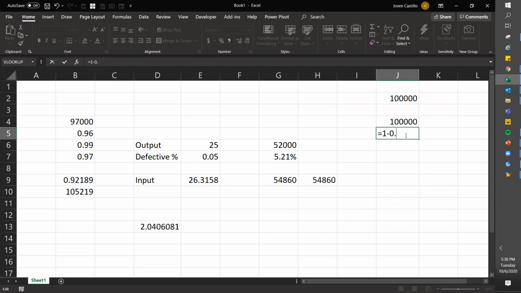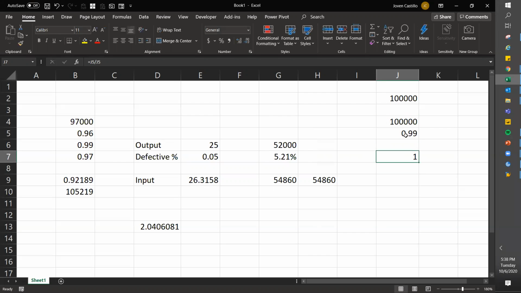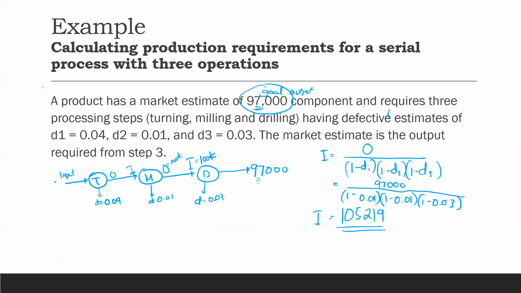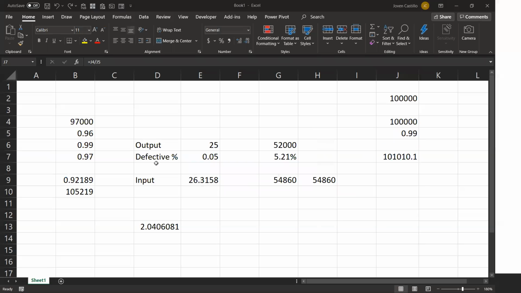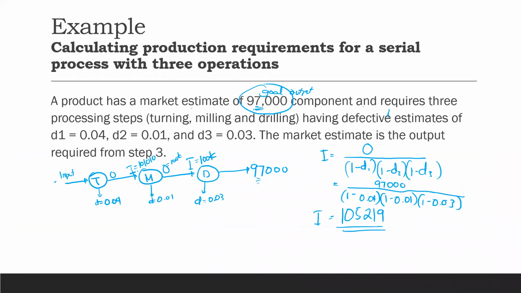Oops. Okay, baliktad pala ako dun. Okay, double check natin. Ayan. Then, divide natin. Sorry. Kailangan ko ng 101 dito. Okay? So, ayan. So, ang input pala dito sa milling process ay 101,000 to produce 100.